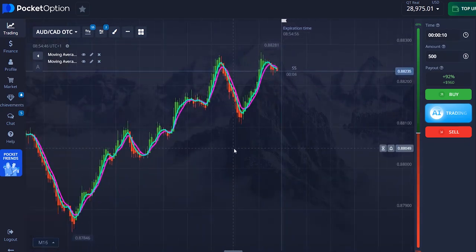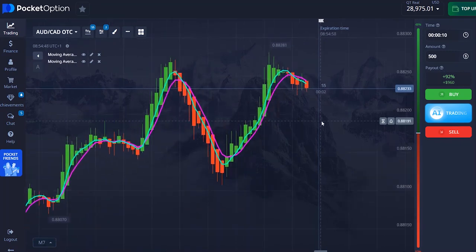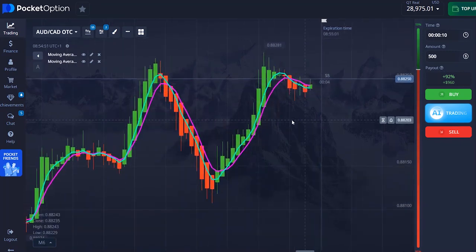This particular strategy is a very powerful one. We took 4 trades and we actually won all the trades using this particular strategy.